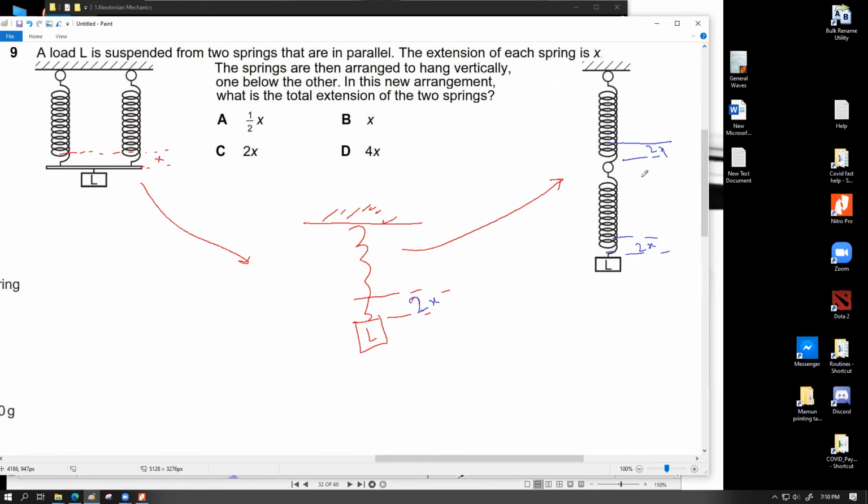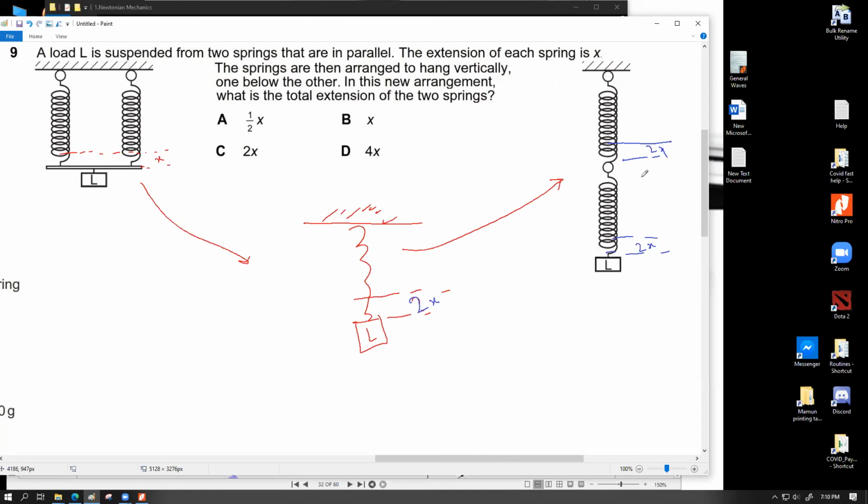Sure, no problem. Tell me if it is understandable. Sir, at the parallel one, shouldn't the extension be totally 2x? Could you say it again, sorry, I didn't understand. At the parallel extension, why is it only x? It should be 2x, since we are taking the total extension. It should be x plus x, which is 2x, right?